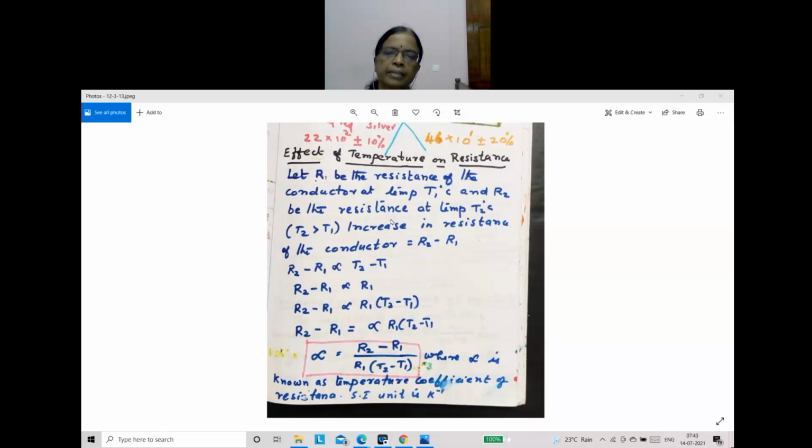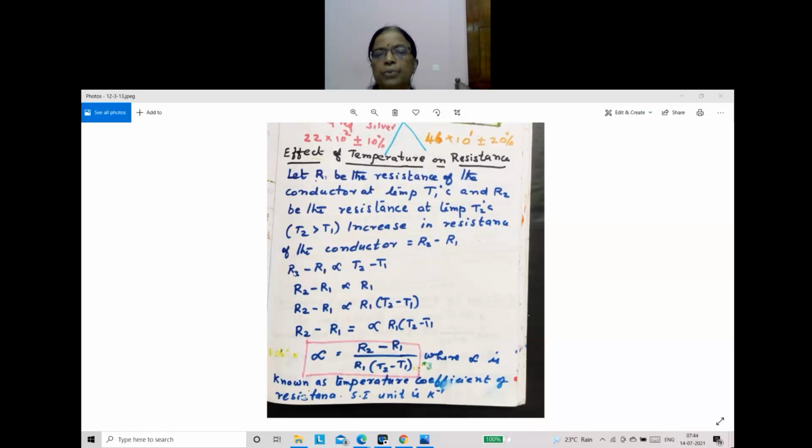Resistance is mainly due to the collision of electrons with the ions of the conductor. So when temperature increases, that collision becomes more frequent. They get more energy, vibrate faster and collide. Time of collision decreases. So, in effect, what happened? Resistance is increasing with temperature.